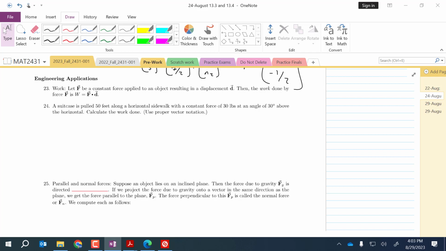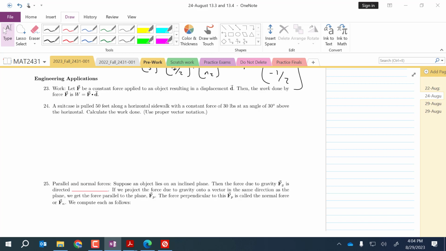We talked a little bit, I think we talked about work in our pre-work, right? I gave you the definition of work in our pre-work for this. The shorthand is if I know a force vector and I've got a displacement vector, then the work done is just their dot product.